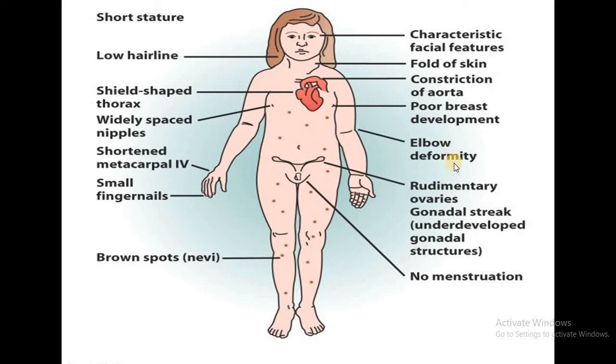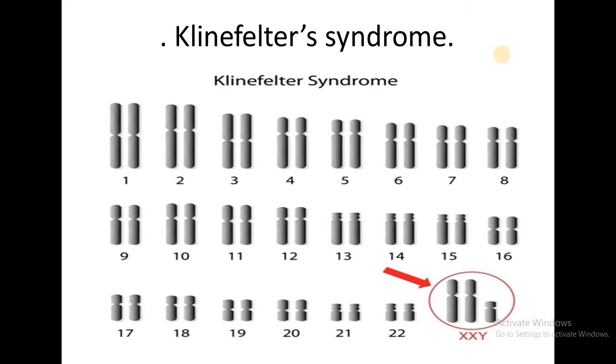And elbow deformity, you can see there is poor breast development, there is a constriction of the aorta and then folds of the skin, and characteristic facial features. These are the defects that you see in Turner syndrome.